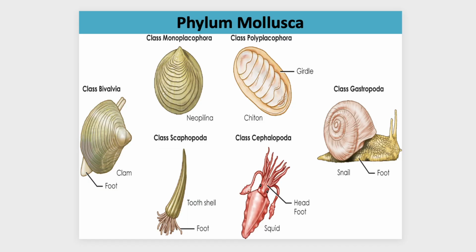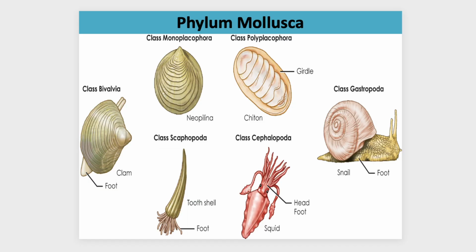The first one is Monoplacophora, and the next one is Polyplacophora. And one thing that's helpful is if you learn the name, like why it's named what it's named, then you can remember the differences between the 6 classes of mollusca that we're going to look at. So the phylum would be Mollusca, and then these are the 6 classes.